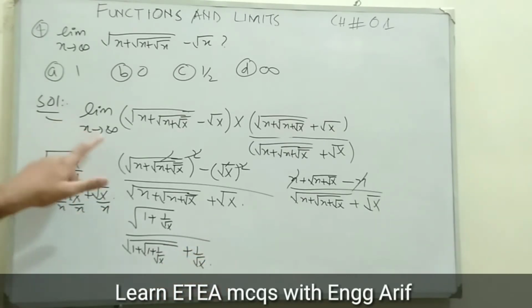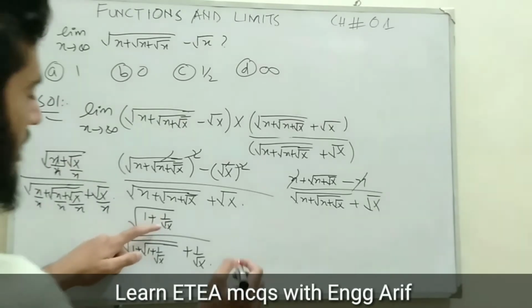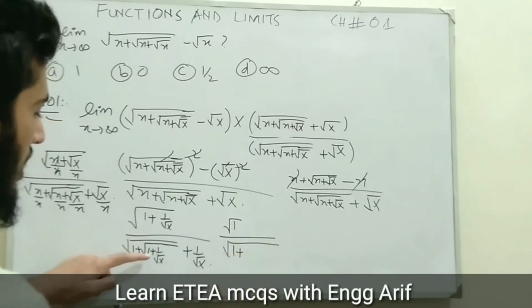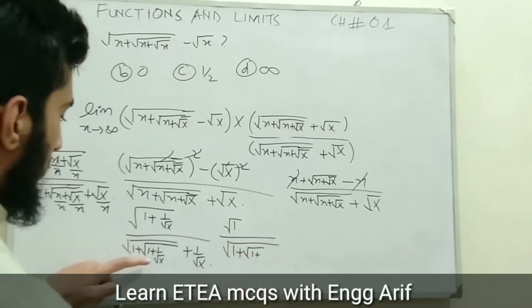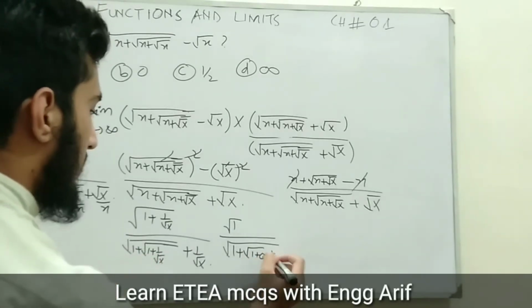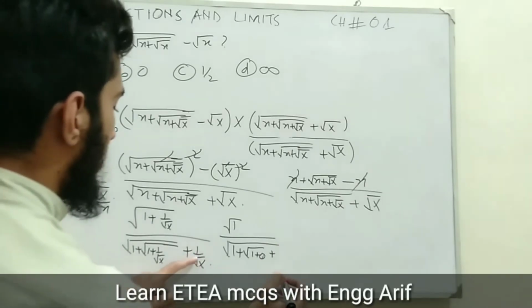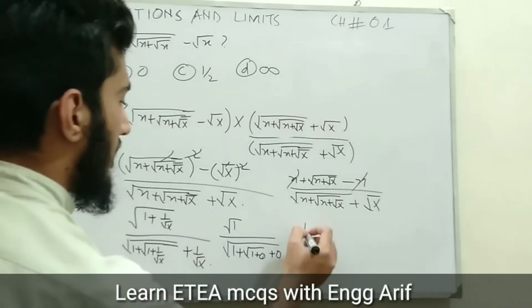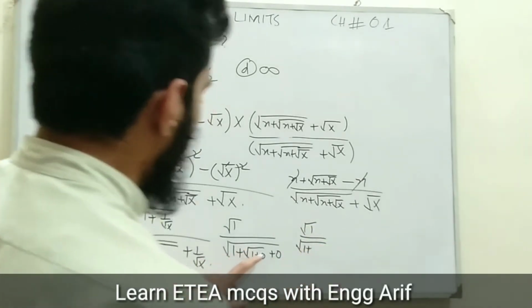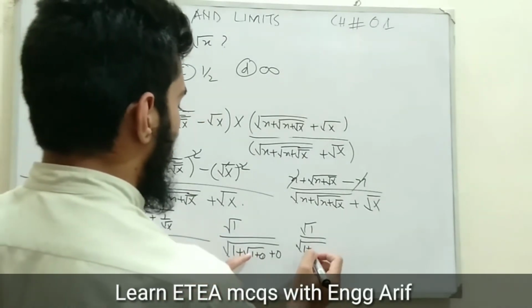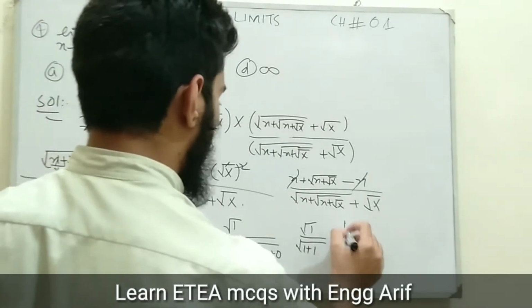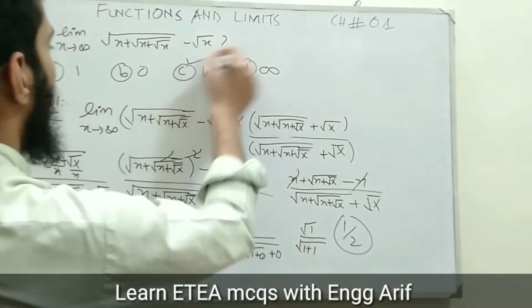Now by applying the limit as x approaches infinity, 1 over infinity gives us a value 0, so 1 plus 0 gives us 1 in the numerator. In the denominator, under root of 1 plus 1 over under root infinity will give us a 0. After this we have plus 1 over infinity, which gives us a value 0. So under root 1 divided by under root of 1 plus under root 1 plus 0 gives us a value of 1. So after this it will give us a result of 1 divided by 2. So our correct option will be option number C.